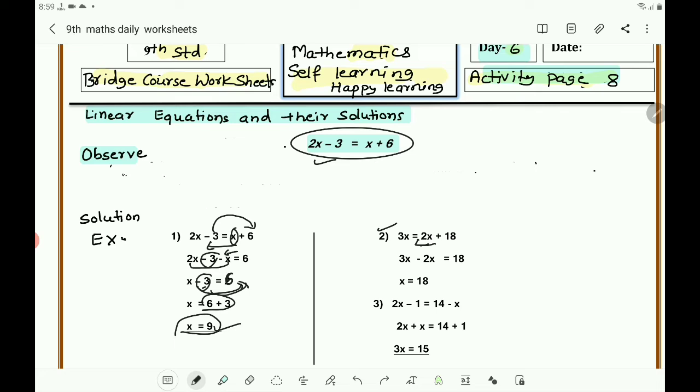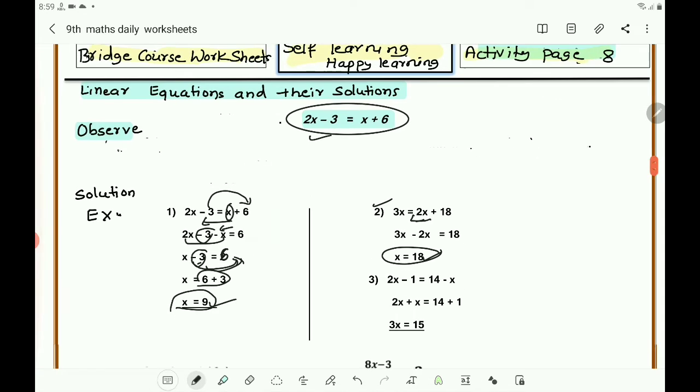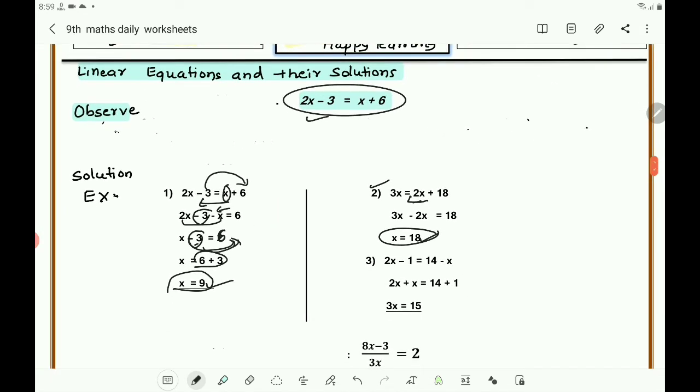That equals, what will remain in the RHS? 8. Then 3x minus 2x is x. So you write 3x minus 2x is x here. And then x equals 8 you will get. This is the solution. Then you take the next question.